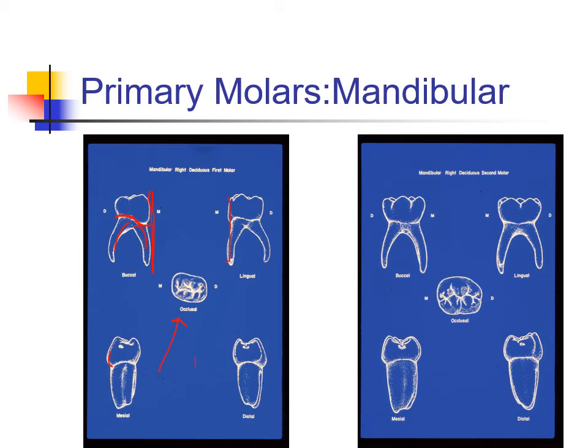This is something you have to keep in mind when you're making stainless steel crowns for these teeth, because you've got to get that stainless steel crown margin over that sigmoid curve, as you see. Widely divergent roots, again, to make room for the developing premolar that will replace this tooth.